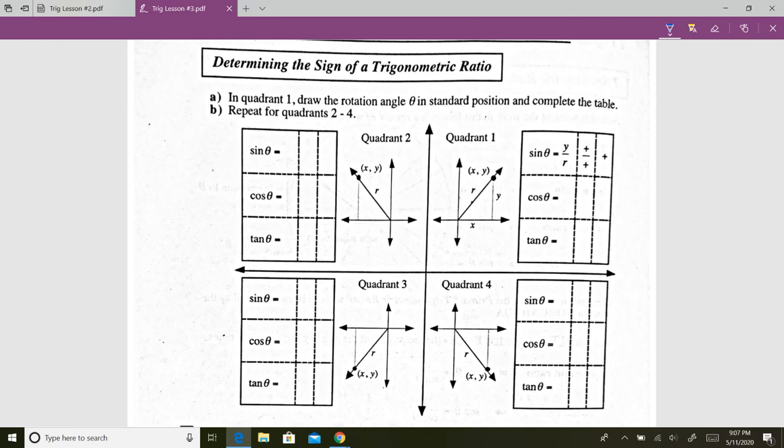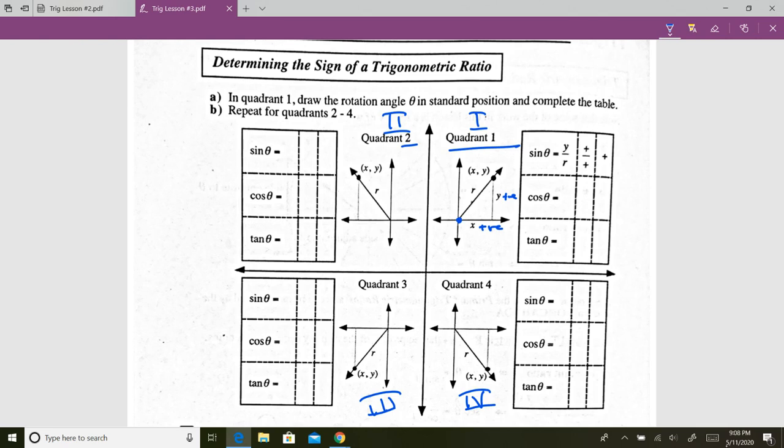Now I'm going to quickly go through this, and then I'm going to show you a way to just remember it without doing all this. So in the first quadrant, quadrant 1, here's quadrant 1, quadrant 2, quadrant 3, remember from the first lesson, and quadrant 4. In the first quadrant, x is positive, because that's 0, and y is positive, because we went up.